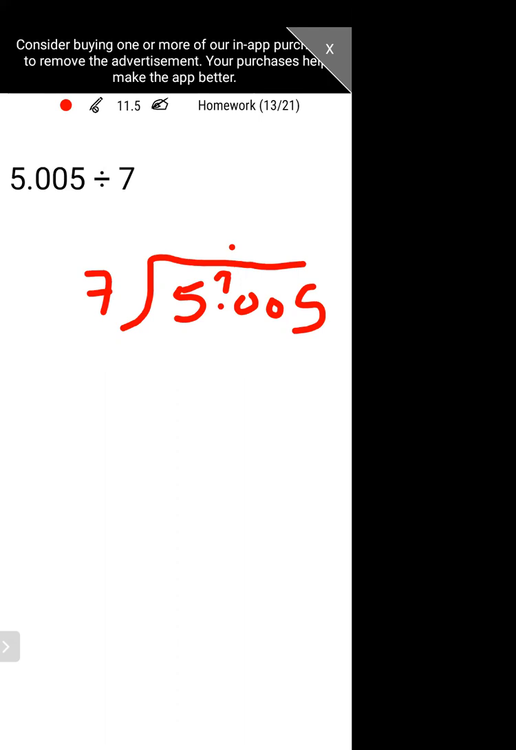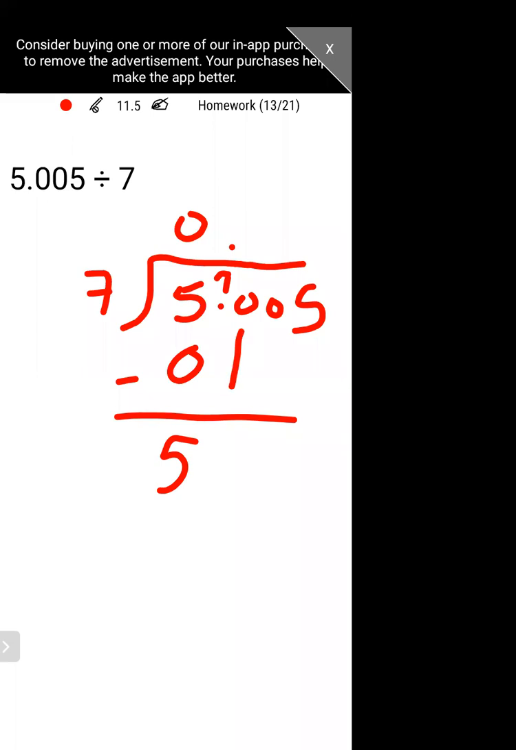All right. Now over here we have 5. The first number is 5 and 5 doesn't go into 7, right? So we can write down 7 times 0 is 0 because there is no 7 in 5. Now 5 minus 0 is 5. Now the decimal is already there.